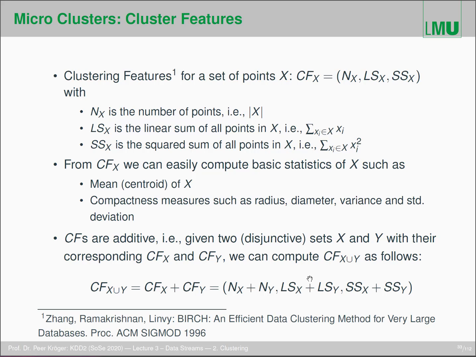Why is that? Because if you have a cluster feature of a set x and you want to add a new point, you just have to add 1 to the number of points, add the point to the linear sum, and add the point squared to the squared sum. So maintaining the cluster features for incoming data is very, very efficient. You just have to compute three sums actually, which is extremely efficient, obviously.